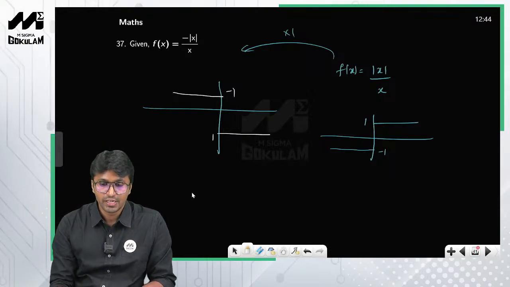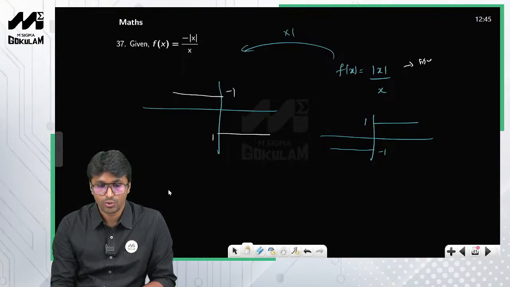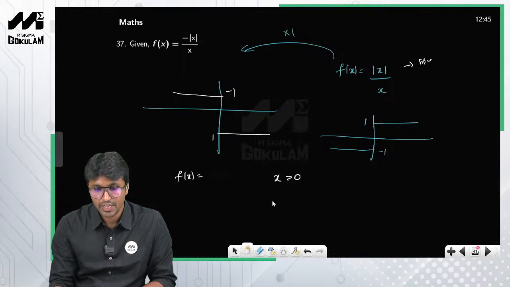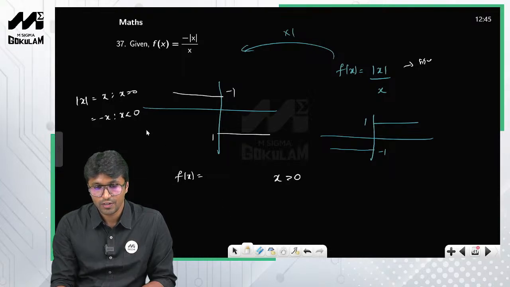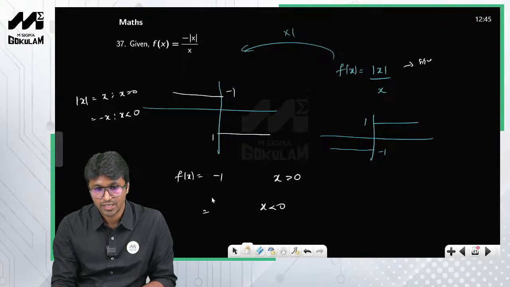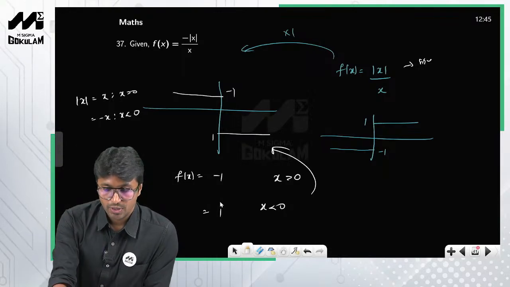Or else, listen, if you don't know the signum function, how do you solve this one? f of x is equal to x for x greater than 0, the modulus of x is equal to x for x greater than 0, and it is minus x for x less than 0. So therefore minus x by x is nothing but minus 1. And for x less than 0, what happens? This is minus x, so therefore x by x is 1, right? So therefore you get this one. This is how you plot this particular function. Okay, now let us move on to the next question.